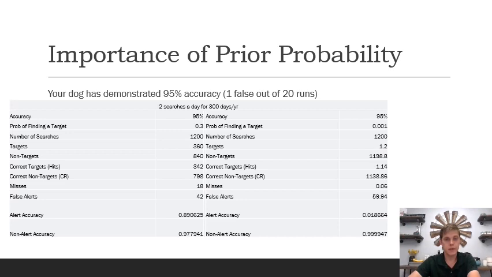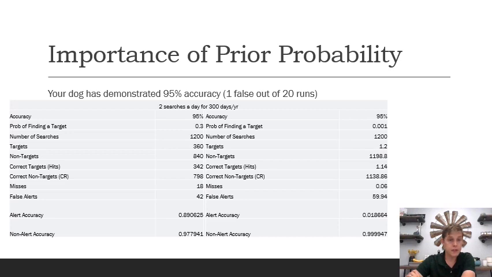Because of these 1,200 searches at 0.1%, this group would only expect to find 1.2 explosives on average across that 2-year period of time, which even that feels kind of high, but nonetheless. If it was 30% on average in comparison, there would be 360 targets and 840 non-targets. That means that based off of a 95% accuracy, they would correctly have 342 hits, 798 correct rejections, 18 misses, and 42 false alerts across that 2-year period of time.